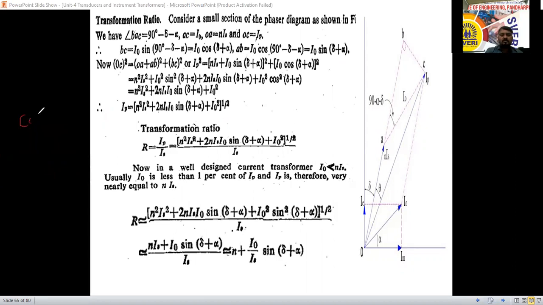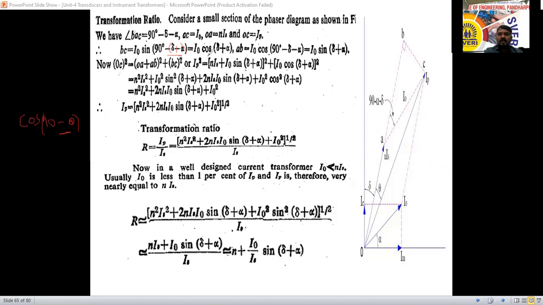Cos 90 minus theta. What is the answer? Sin theta. And sin 90 minus theta equal to? Cos theta. So in this minus theta place, I am going to use minus delta plus alpha. I will take minus outside here now. It is like sine minus delta plus alpha only. So you can write this one as cos delta plus alpha.